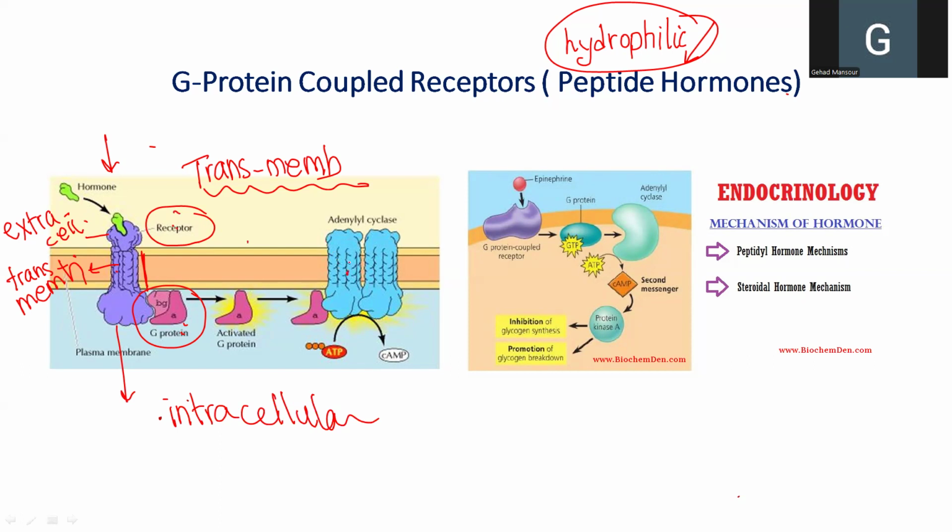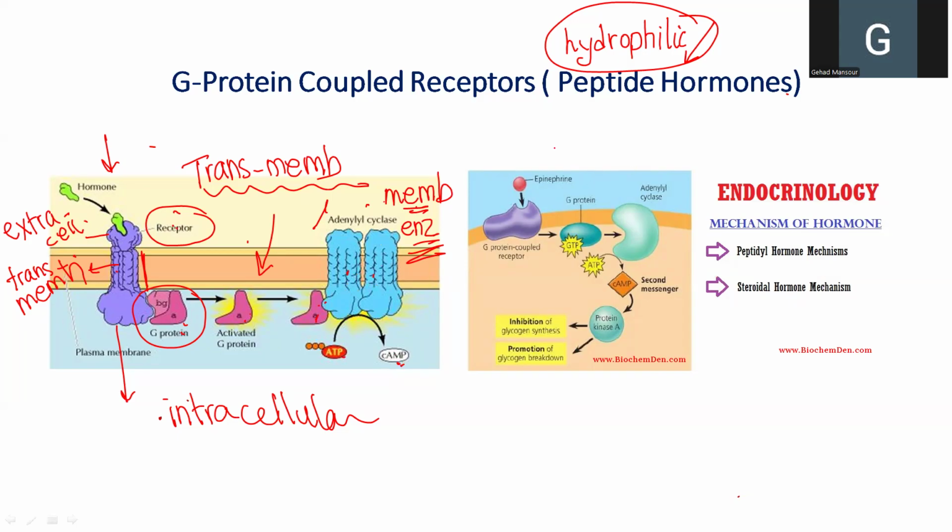When binding occurs, the G protein is activated, as you see here. And when the G protein is activated, it moves towards the adenylate cyclase enzyme, which is also a membrane enzyme. So it is interesting to know that the adenylate cyclase enzyme is a membrane enzyme. If you're ever asked about examples of membrane enzymes, you have the adenylate cyclase enzyme. And in such a case, it will convert ATP into cyclic AMP.